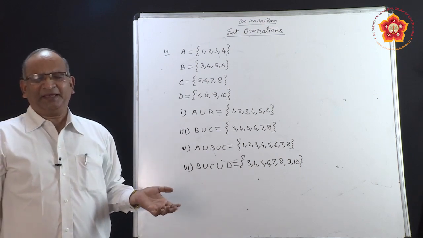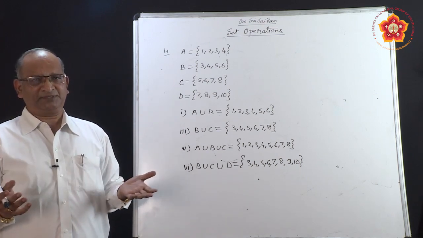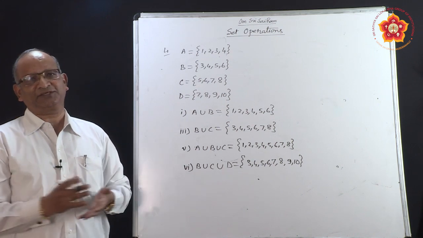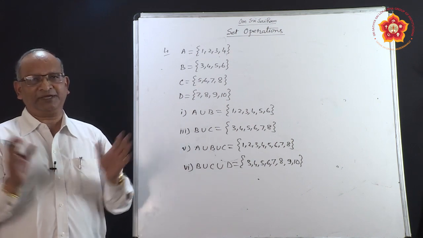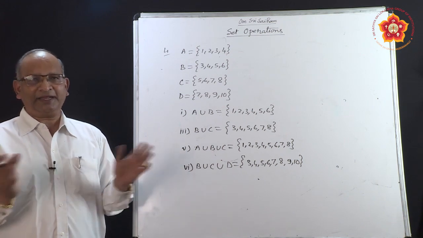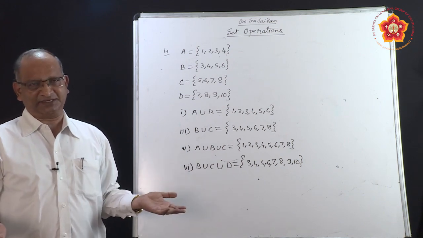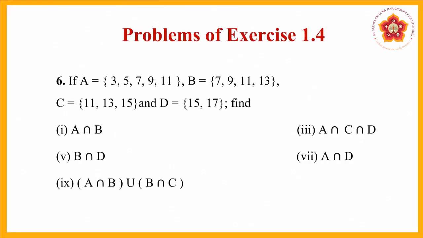So in this way, very simple problems based upon union and intersection can be dealt with. Nothing difficult: just put them together, it becomes union. Take common elements, it becomes intersection. Let us move to the next. Problem number 6.